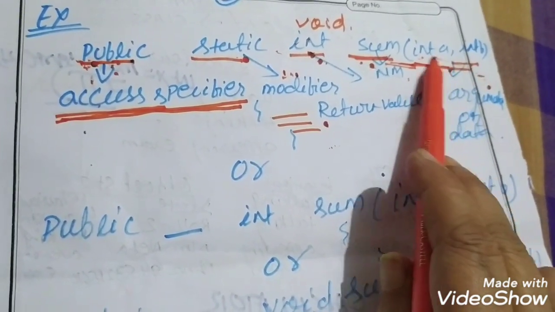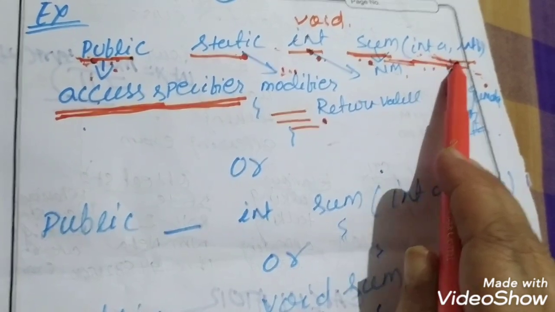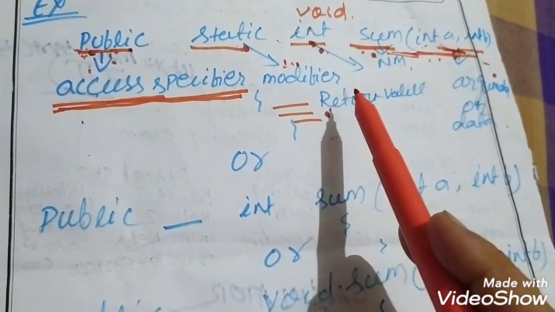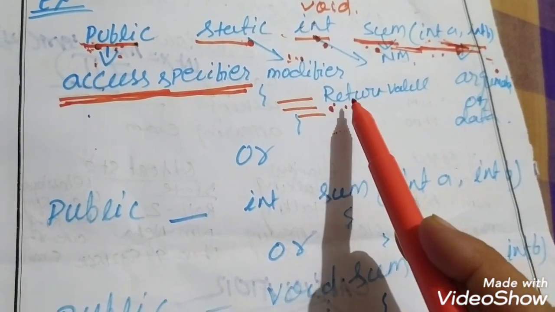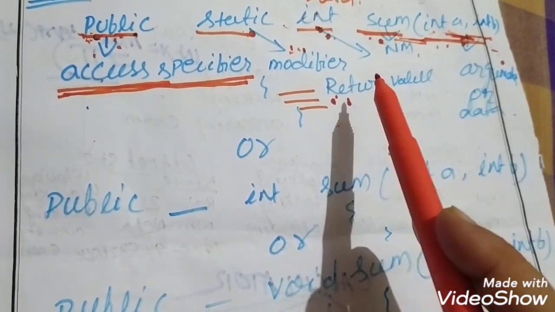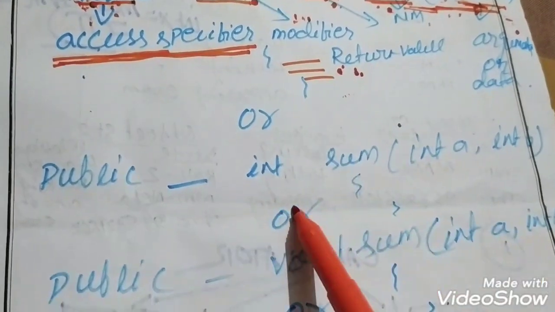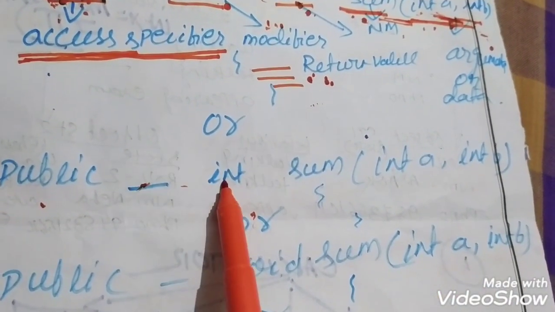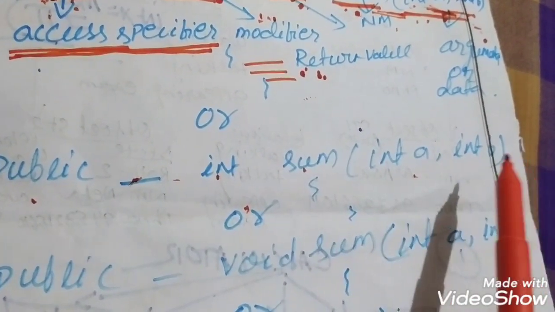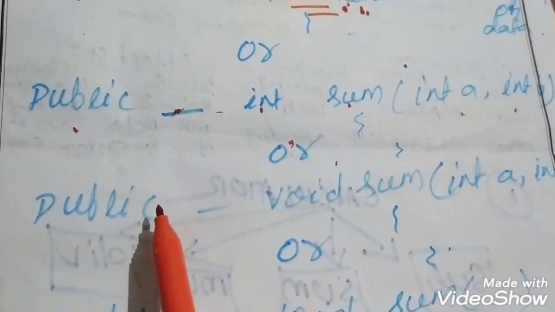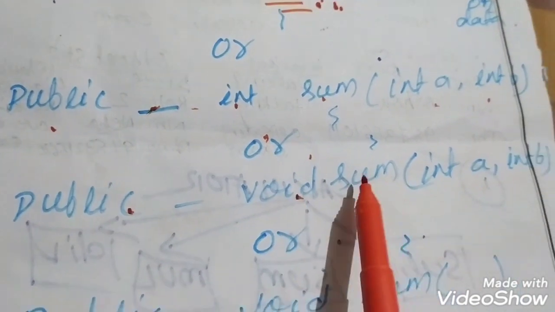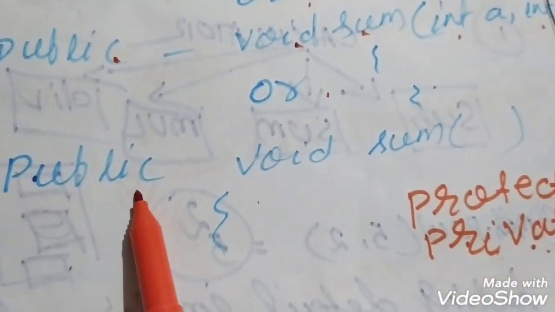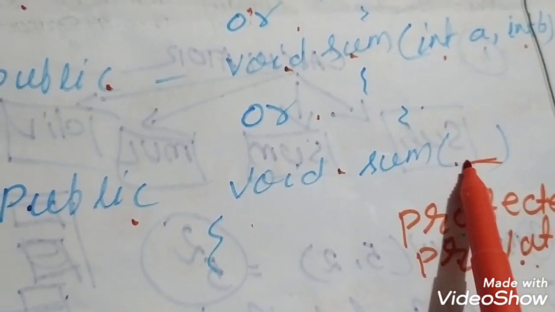So if I am not writing anything here, if I am writing blank here, then from where will the data come? Then the method is responsible for creating the data itself and using it in the calculation. So alternatively we can write public without writing static, int sum(int a, int b). Or we can write public void sum(int a, int b). Or we can write public void sum without arguments.